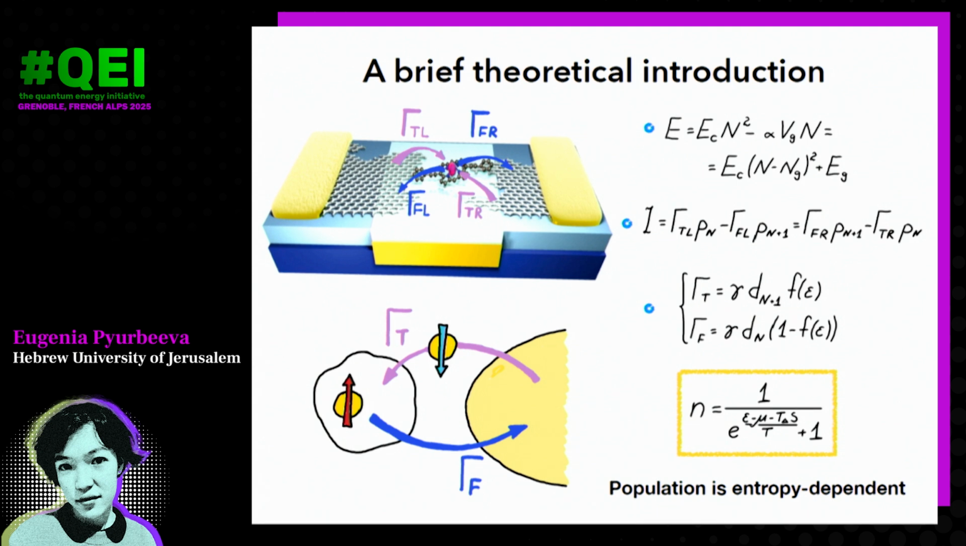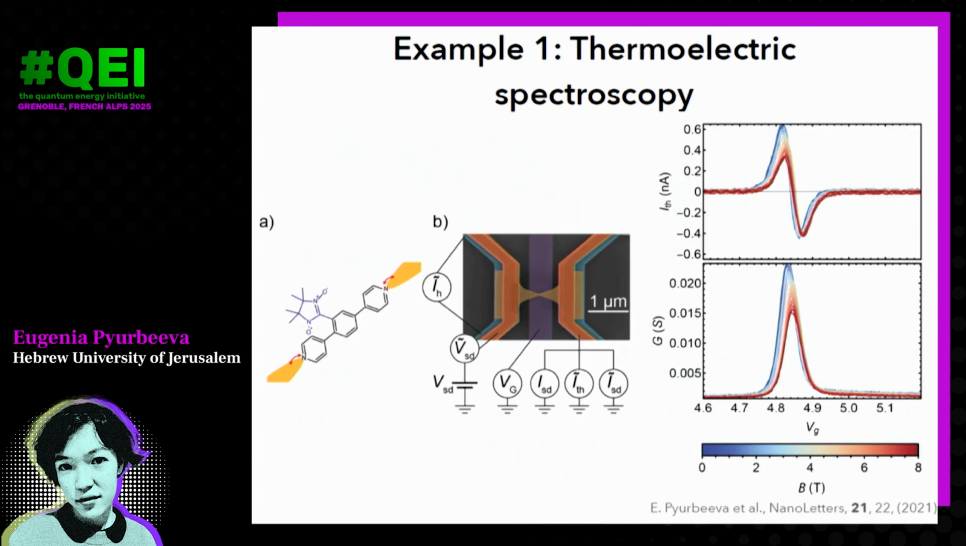And one can show either from writing the Gibbs distribution formally or from the entropy grouping axiom or in many other ways that the population is dependent on entropy and is basically the Fermi distribution shifted by T delta S, which is an important thing.